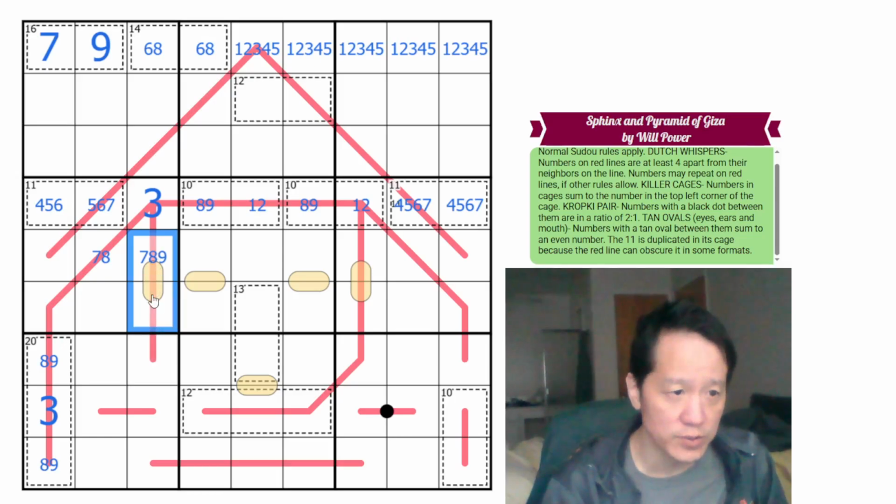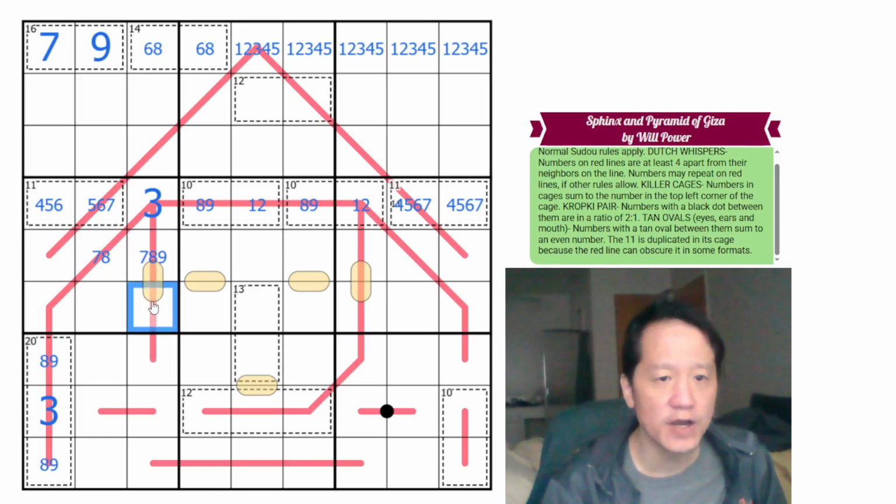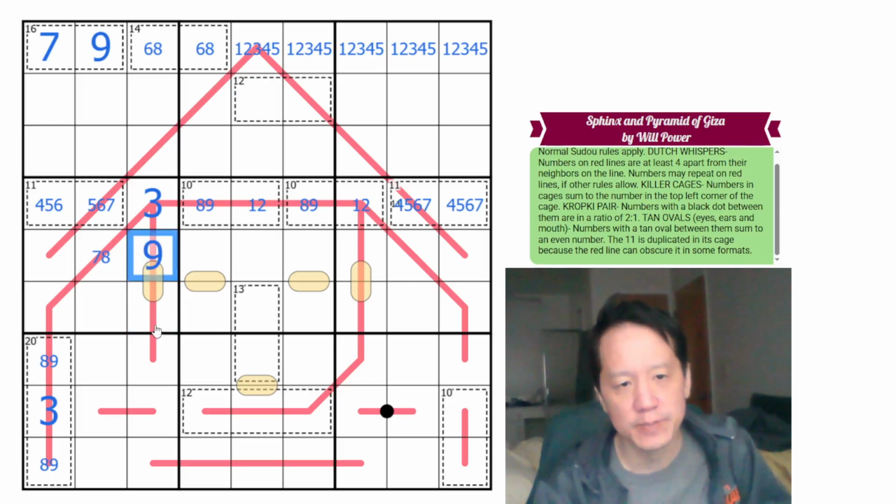So one of these two is a 9. And if 9 were here, the problem is that it could not be next to a 7 or 8. Because those are not 4 away from 9. So therefore, this has to be a 9.